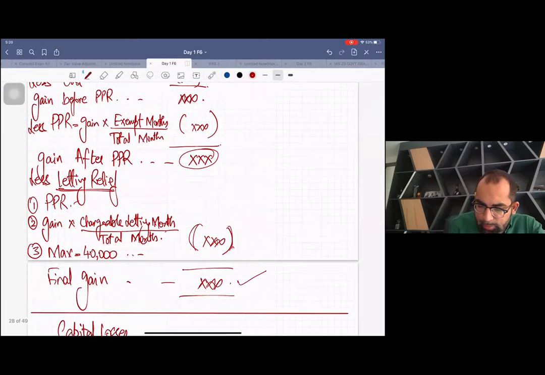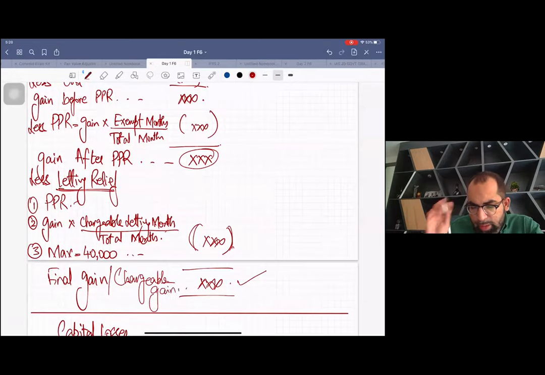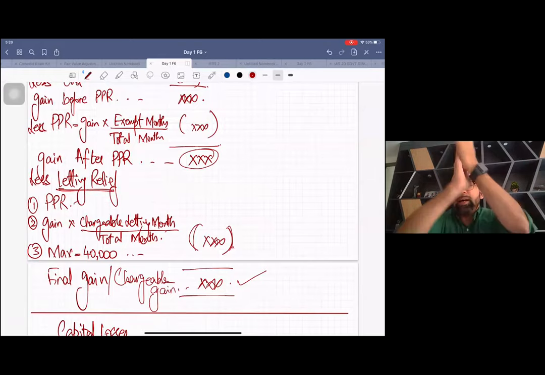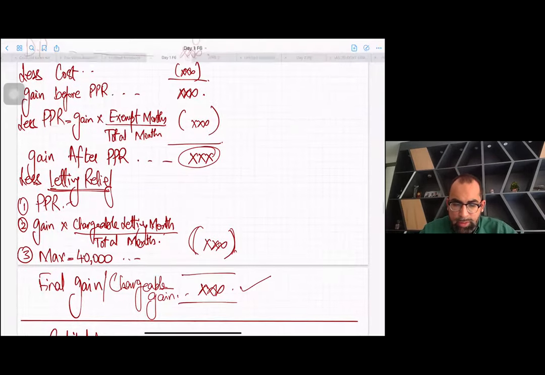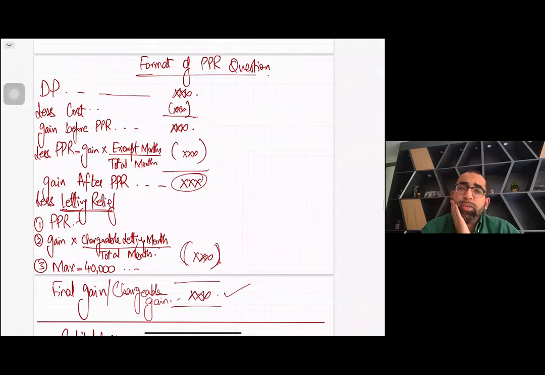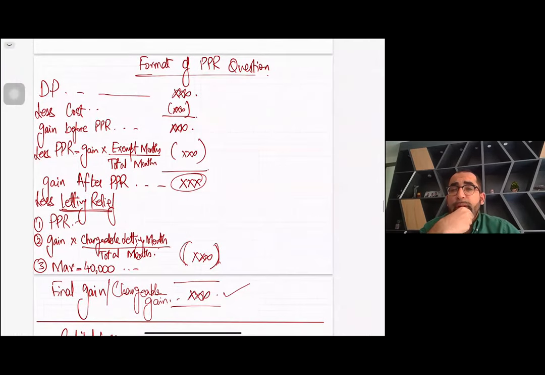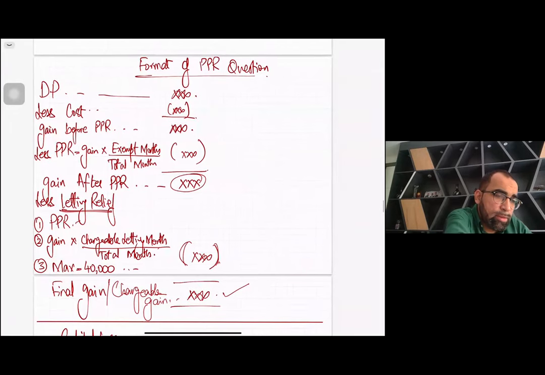Yes, this final gain means chargeable gain. And after this chargeable gain, you need to deduct. Okay, that's common sense. So look at the big picture. This is the big picture: the final, full and complete format of a PPR question.